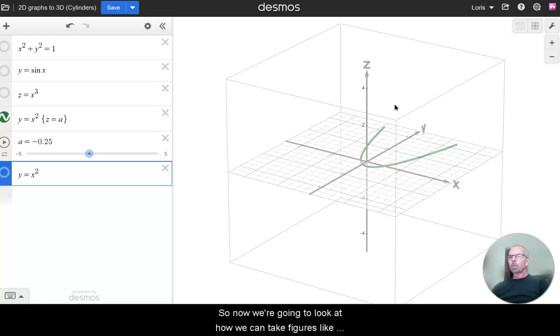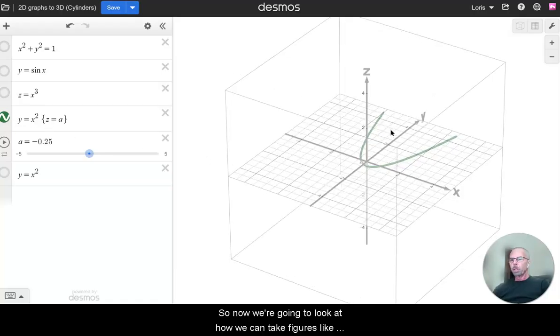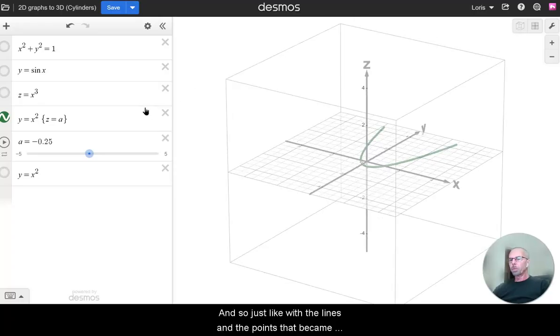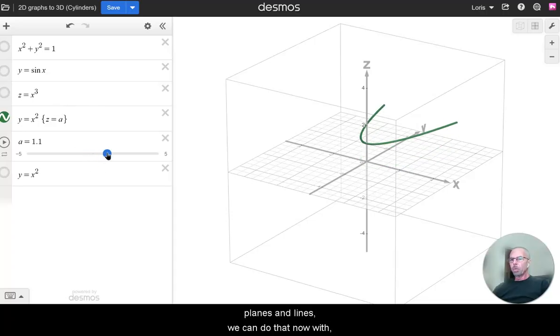So now we're going to look at how we can take figures like y equals x squared in 2 space and convert them to objects in 3 space. And so just like with the lines and the points that became planes and lines, we can do that now with, for example, your friend y equals x squared.